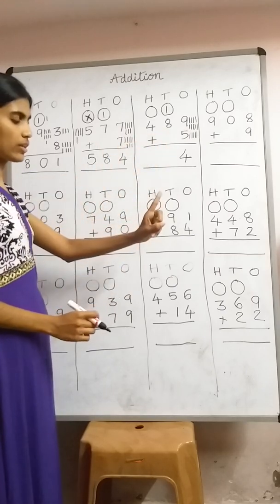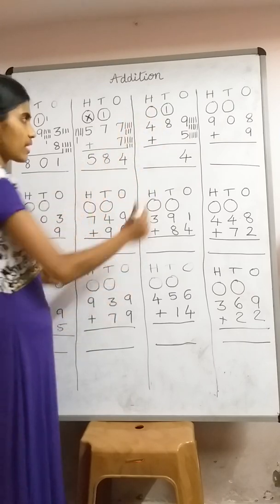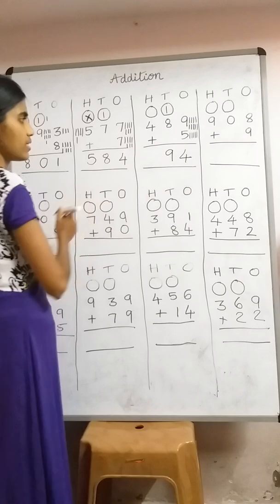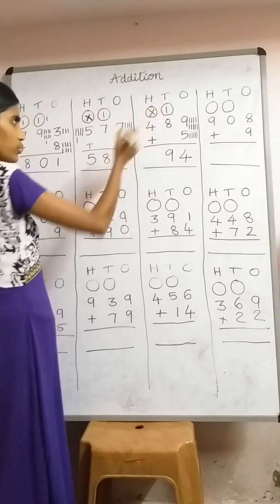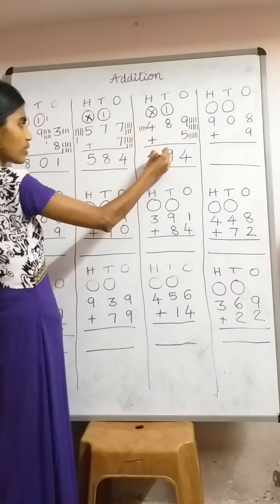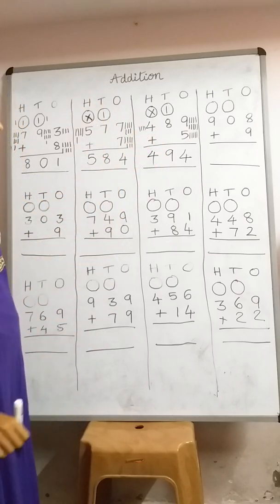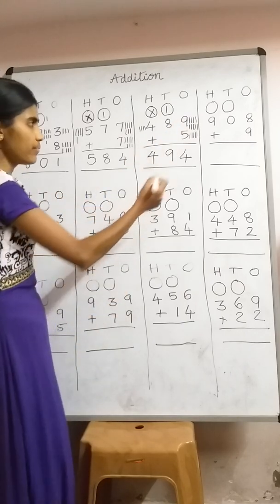Take 1 and say 9. Tell the number after 8, it is 9. Okay? Is there any number in the carry circle? No. Put a cross mark and say 1, 2, 3, 4, which means it is only 4. That is 494. Let's move to the next one.